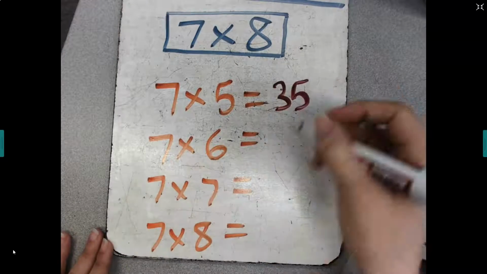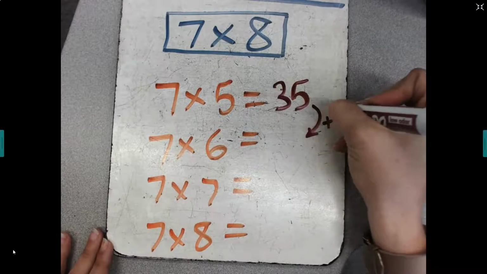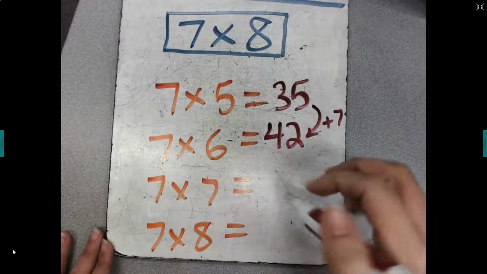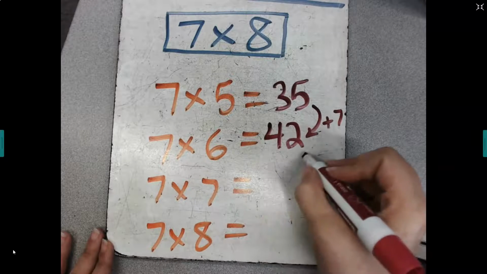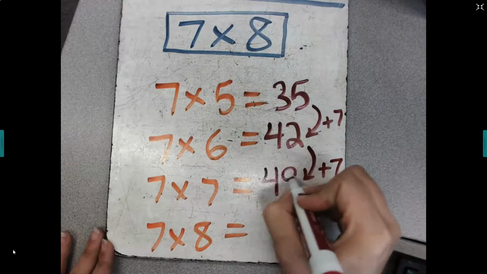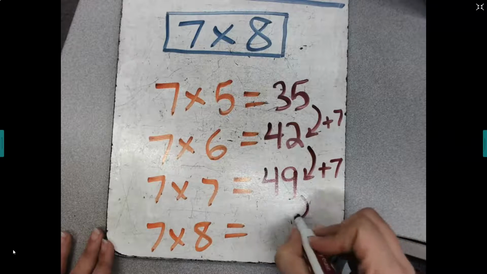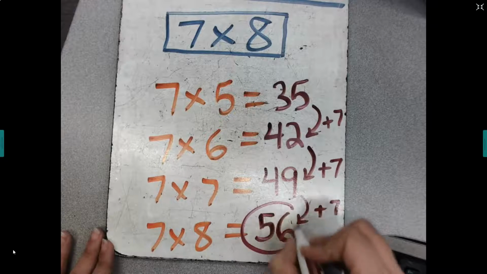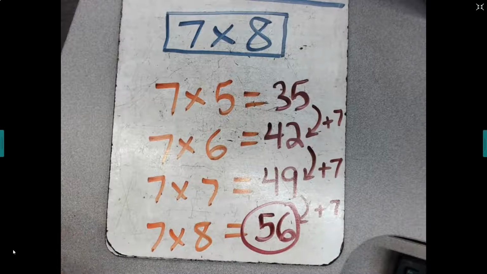Okay, then I'm just going to be adding 7 more every time. Now I have one more group of 7. Now I have another group of 7. I'm going to add 7. Another group of 7. I add 7 more, and I end up with 56 as my answer again.